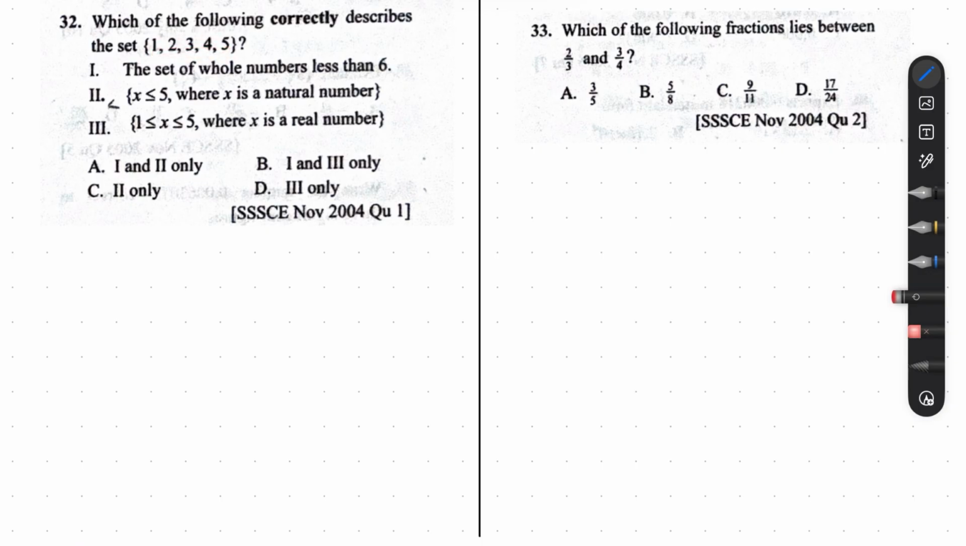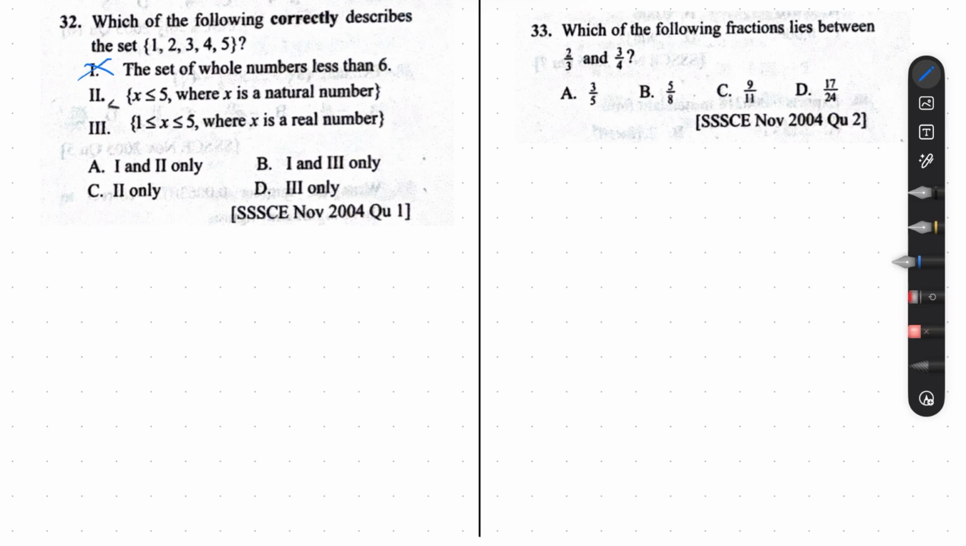Option I says the set of whole numbers less than 6. Let's see if this is correct. We know that whole numbers start from 0, 1, 2, up to infinity, right? But this set does not contain 0, so we cannot say this is a set of whole numbers less than 6. So I is not correct. Let's check II and see if it is correct.